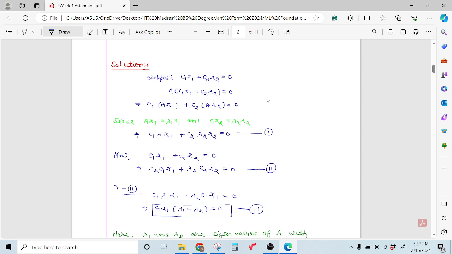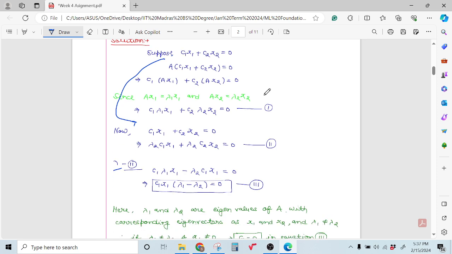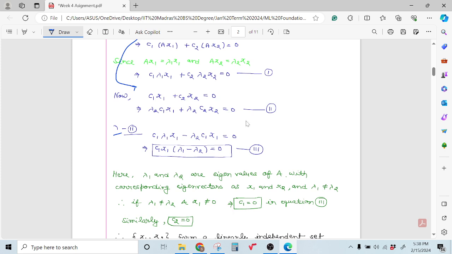And now, first suppose c1 x1 plus c2 x2 is 0. In this equation we multiply by lambda 2. The corresponding equation will be lambda 2 c1 x1 plus lambda 2 c2 x2 is equal to 0. We subtract the second equation from the first, and we get c1 x1 times (lambda 1 minus lambda 2) is equal to 0.